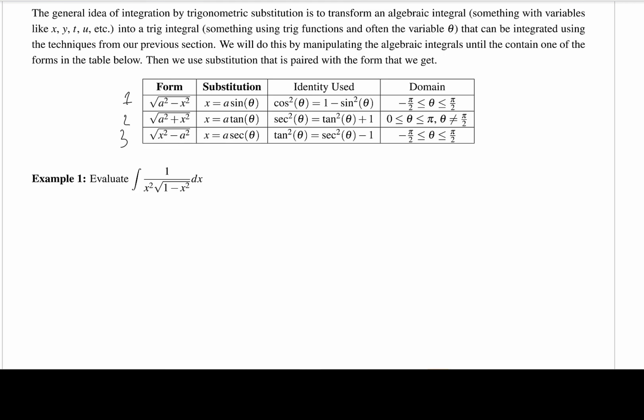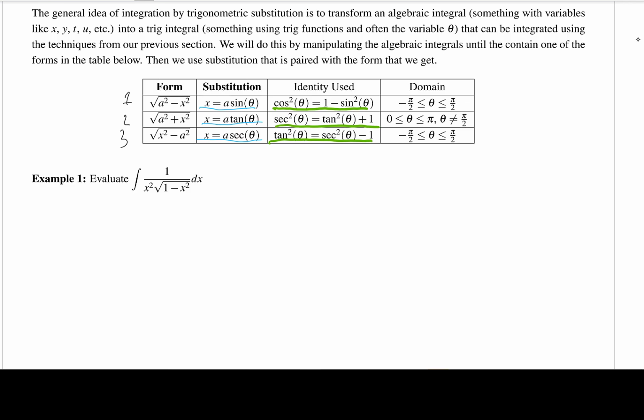Then once we've figured out what form we have, we use whatever substitution we're told to use. So one of these guys. And often that comes with us using some sort of identity. And this identity is supposed to make our integral easier.